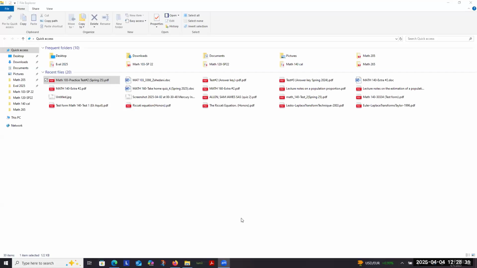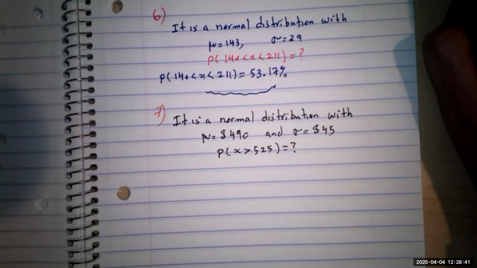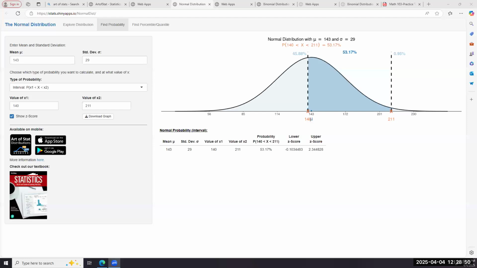So there you are. Just make sure that I have the shading here, and make sure to shade the proper one. So that would be our normal curve. Okay, refresh your normal curve. You want to find the probability.